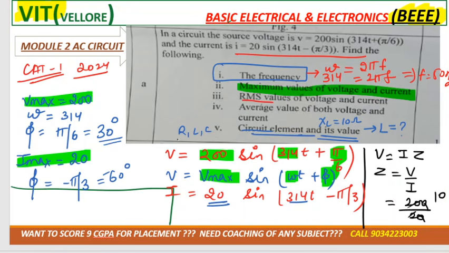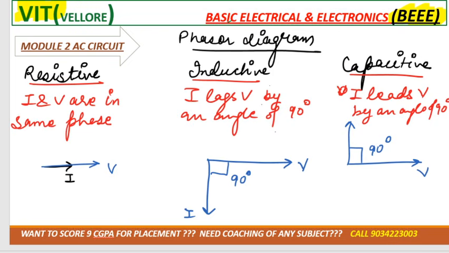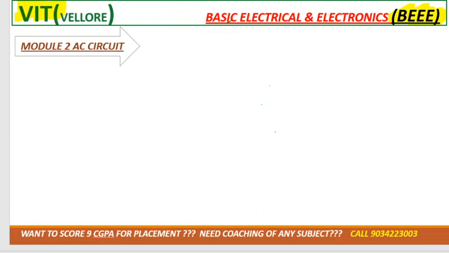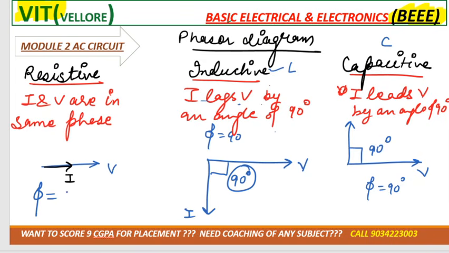So now we obtain, if it's a pure inductor, phi is 90 degree. If phi is 90 degree, it's either a pure inductor or a pure capacitor. Write down this point also. If phase angle is 90 degree and current is lagging, then it's a pure inductor. If phase angle is 90 degree and current is leading, then it's a capacitor. If phase angle is 0, then in that case it's a pure resistor.